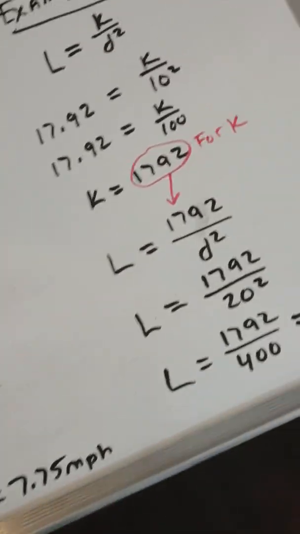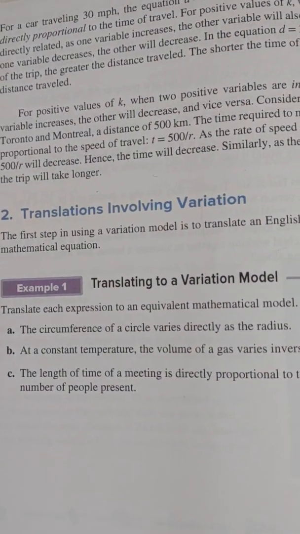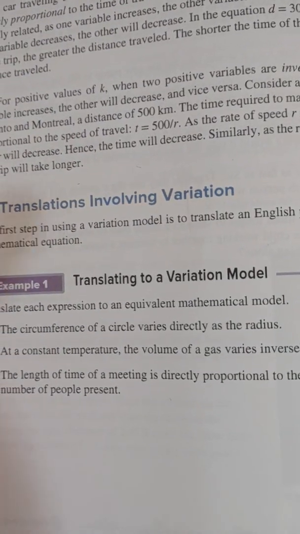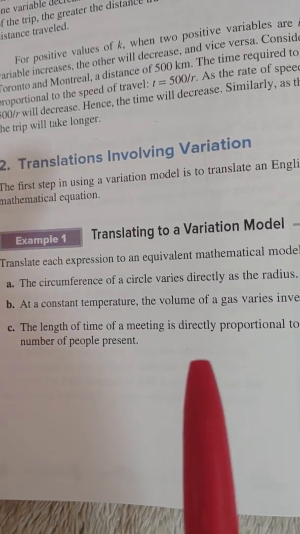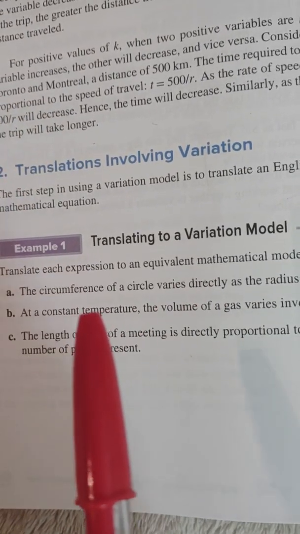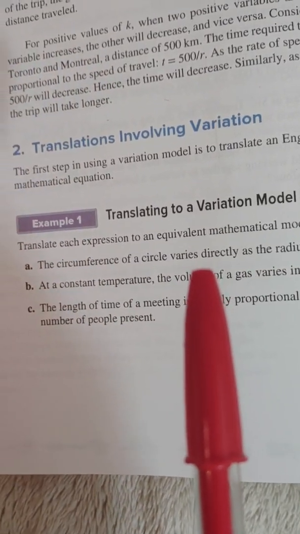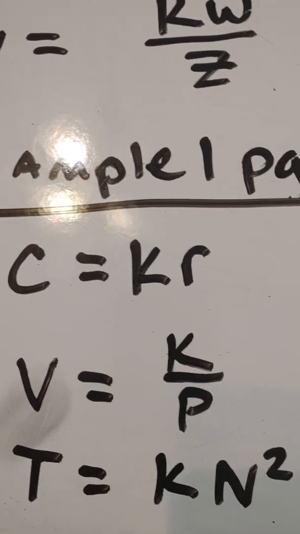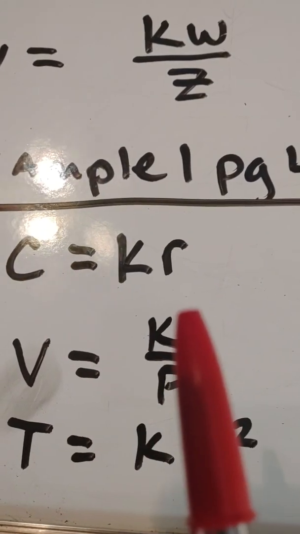If we look at example 1, the first statement says the circumference of a circle varies directly as the radius. Notice that they have to use the word directly or inverse, so it makes it pretty easy. If we make circumference C and radius R, and it varies directly, the formula becomes C equals KR.